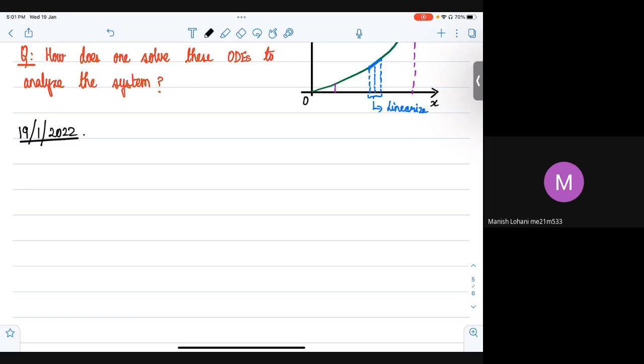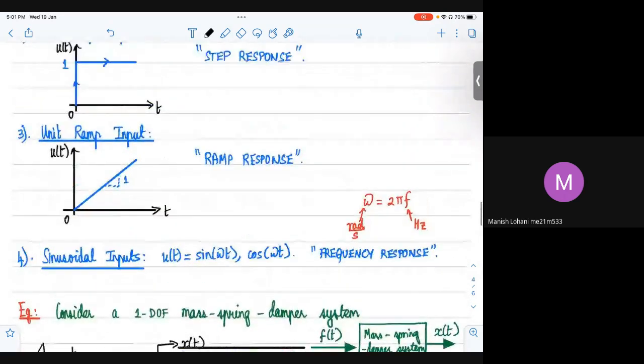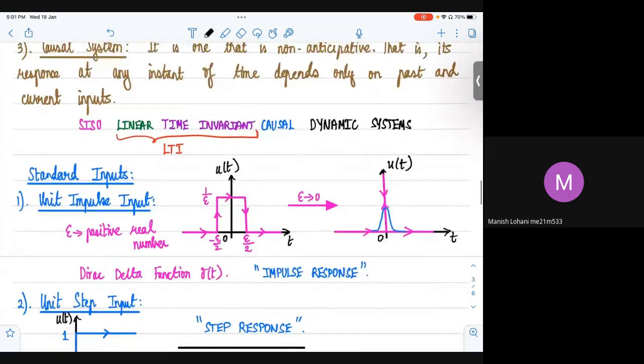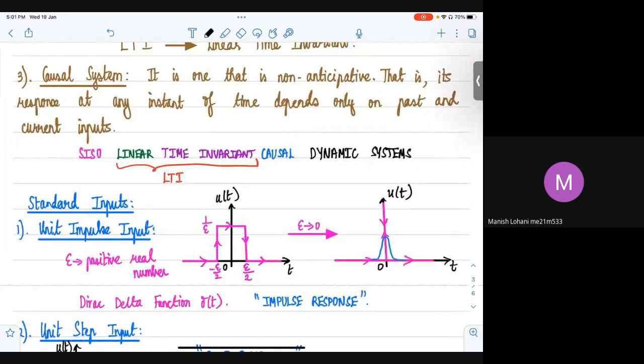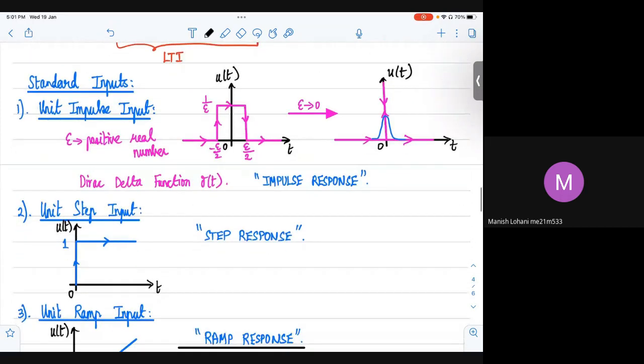So, let us continue from where we left off in the previous class. Let me start with a brief recap. If we recall, we were looking at various types of systems and also various types of inputs in the previous class, and then we looked at what is a linear time invariant system and what are the different standard inputs that one could consider to analyze systems and so on, right?